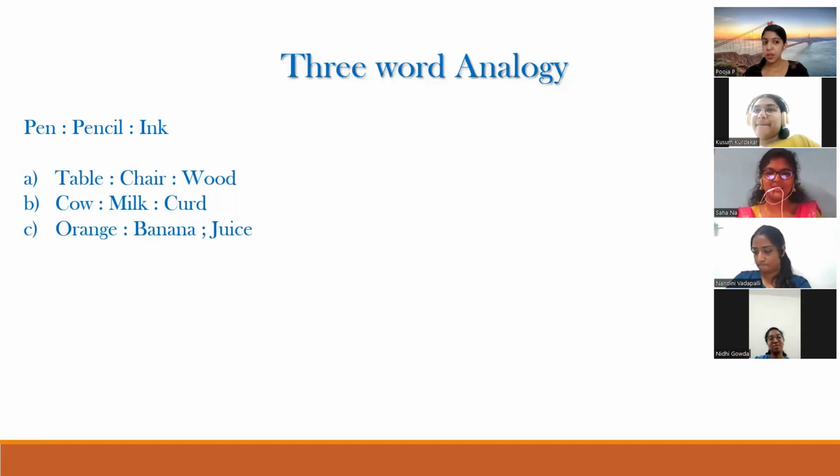Here, what you have to notice, or where exactly you went wrong, is the first word pen and the last word ink. These two are related. But the last word ink and the second word pencil are not related. But what is the option given here? Cow and curd are first and third. How can they have a direct relationship without milk coming into the picture? And milk and curd, that is the second and third word, have a direct relationship. Yes, ma'am. That again defines the question.